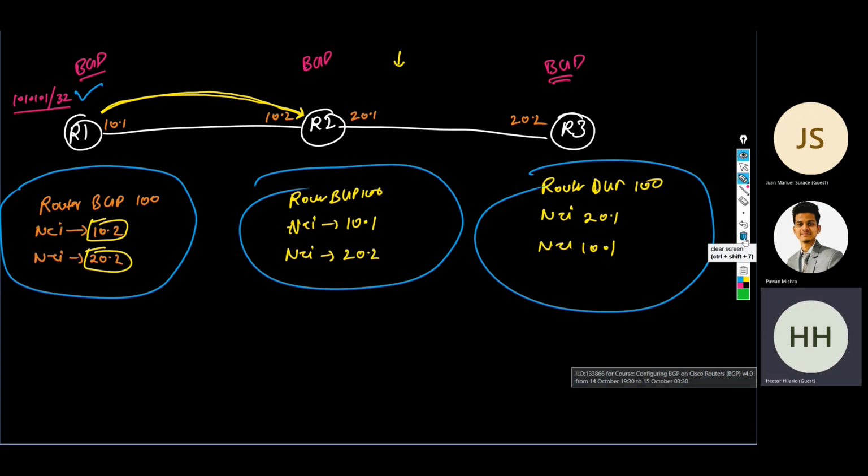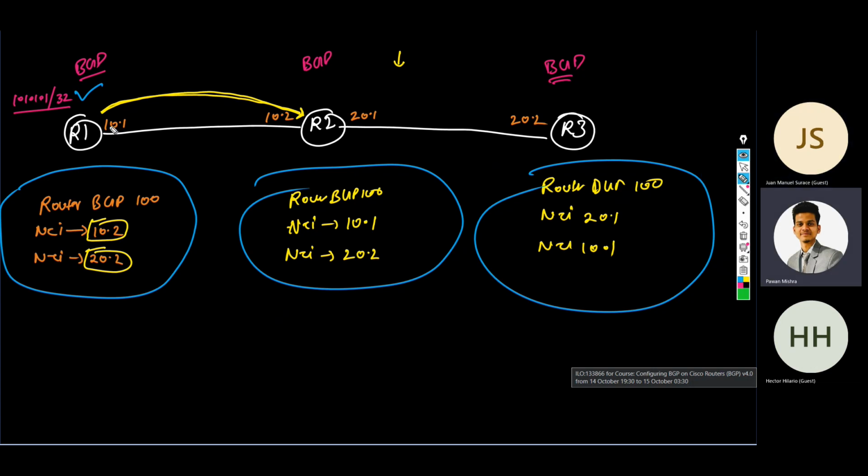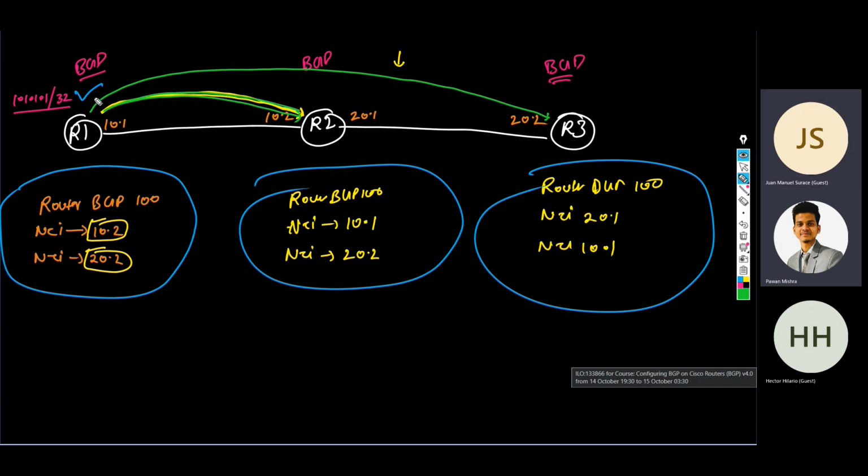Create just another neighbor. So on R1, I'm saying I have a neighbor that is R2, and also I'm saying my neighbor is R3 as well. It means R1 is having two neighbors. I'll create two neighbors.